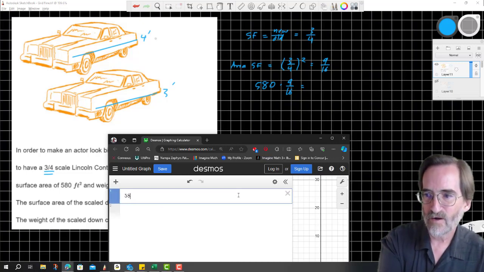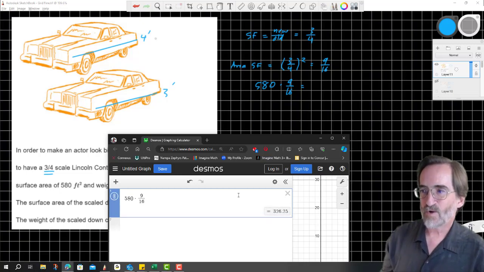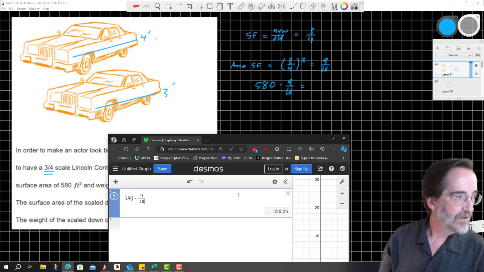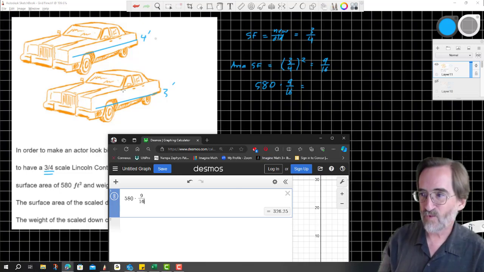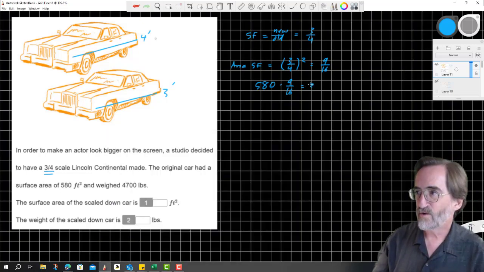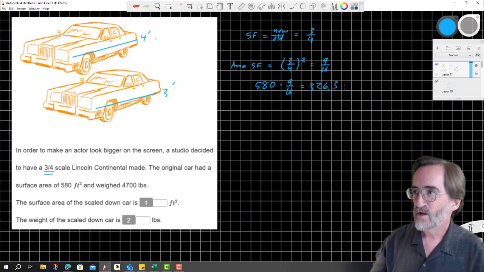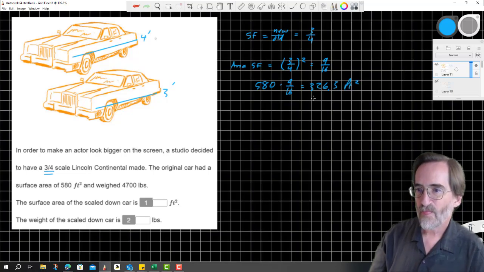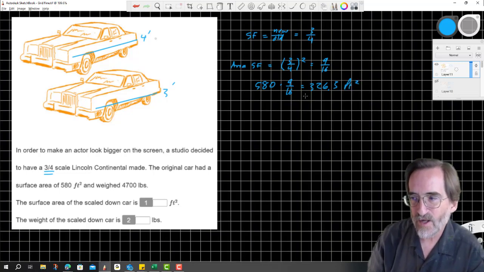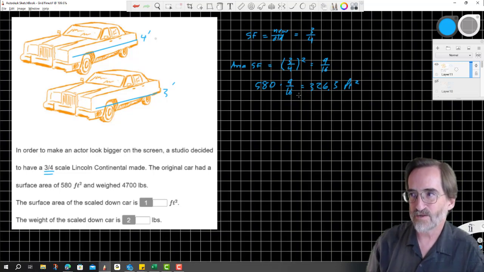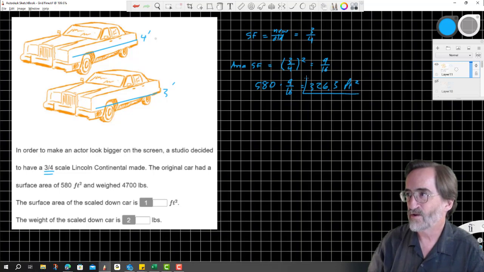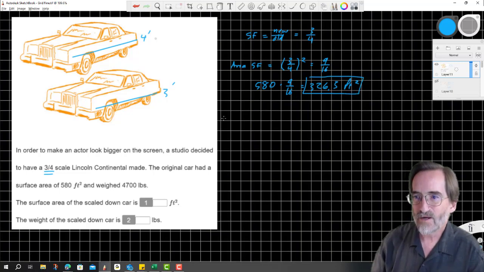580 times 9/16 is 326.25, or about 326.3 square feet. So from 580, down to just a little over 300 square feet of surface area on the scaled down car. Now here, weight.